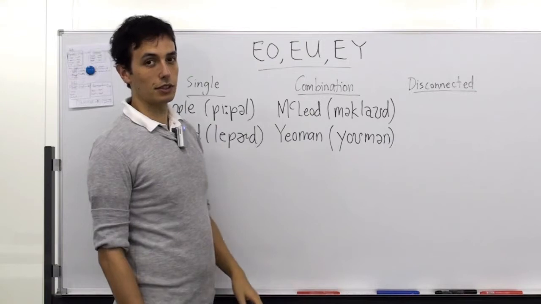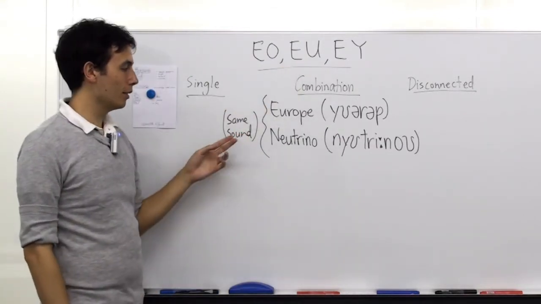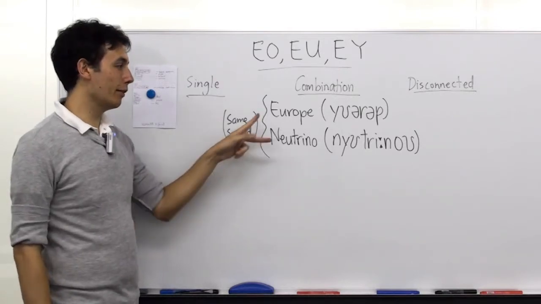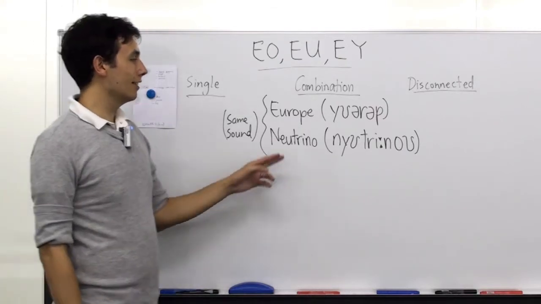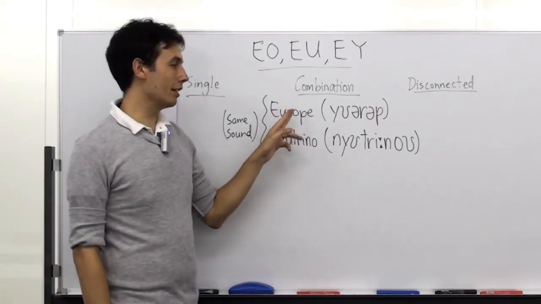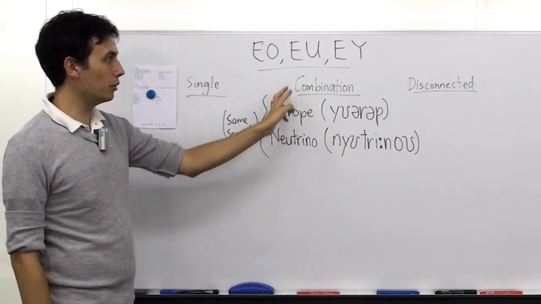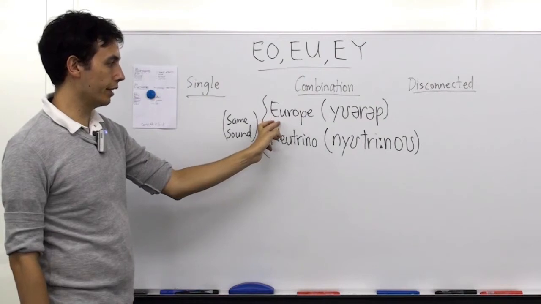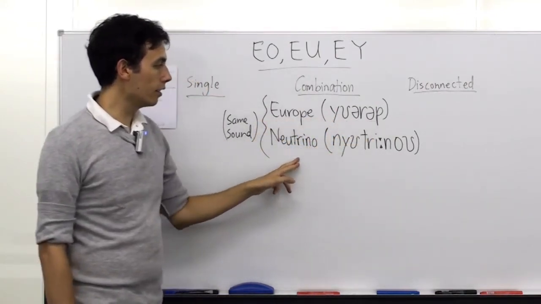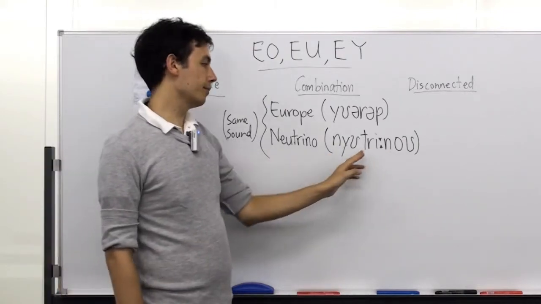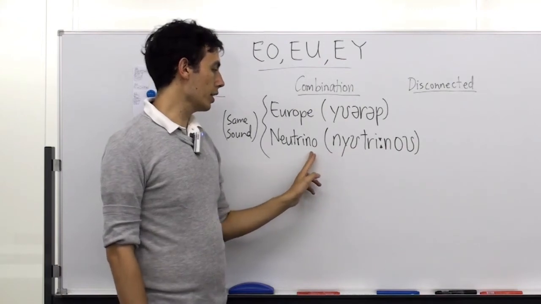Next, let's move on to EU. For EU, we have just the one sound, actually. I wrote two examples just to make it look more fancy. Here we have Europe. Both of these, the EU combination, make the U sound. Europe. And here, neutrino. Again, it's the U sound.